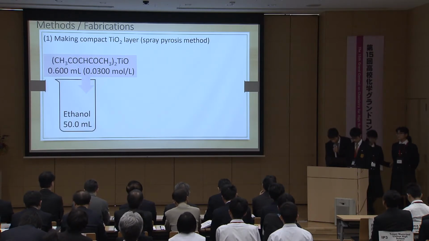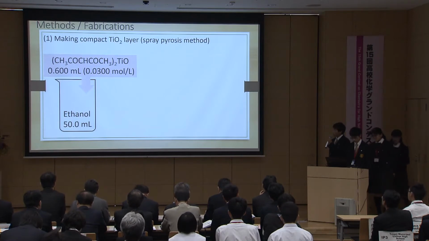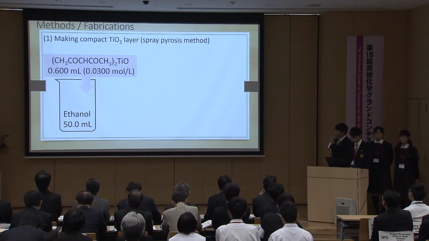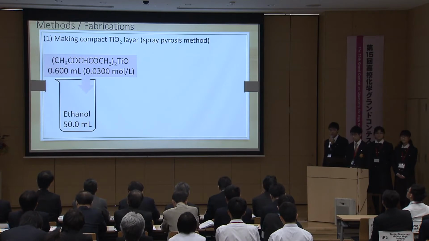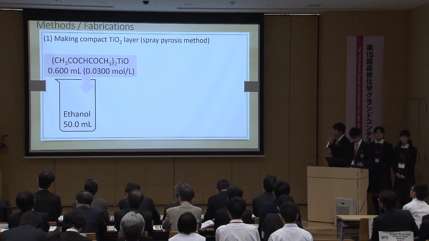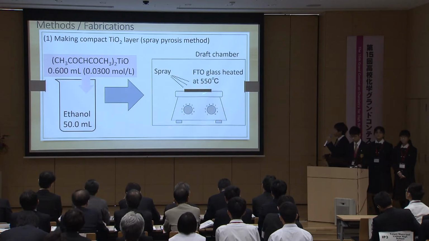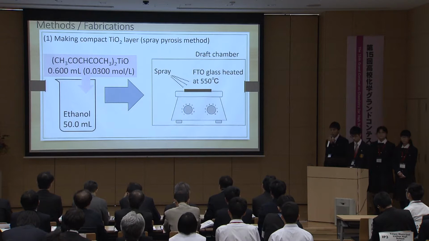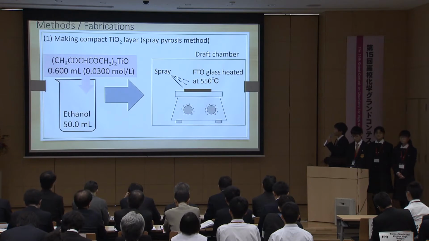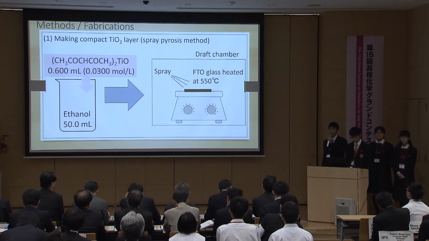Next, methods and fabrication. First, making compact TiO2 layer, spray pyrolysis method. This layer exists in order not to short out because of regurgitating of electrons. We prepared titanium dioxide acetylacetonate. We made ethanol suspension of this precursor. We put the FTO glass on the hot plate at 550 degrees Celsius. The ethanol suspension was put into the glass box, then it was sprayed from an airbrush connected to an air compressor. We sprayed the suspension in the draft chamber while evacuating the air. We sprayed several times and the compact TiO2 layer was generated.